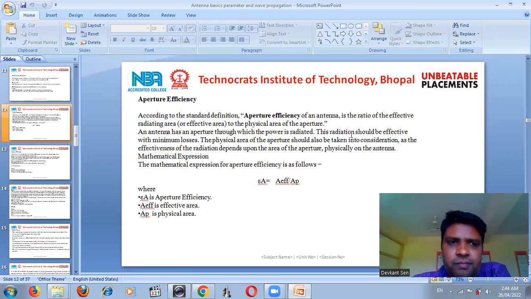The physical area of the aperture should be taken into consideration as the effectiveness of the radiation depends upon the area of aperture physically on the antenna. Mathematically, it is expressed as epsilon A is equal to A effective upon AP. Epsilon A is equal to aperture efficiency. A effective is equal to effective area, AP is equal to physical area. This is the mathematical equation of aperture efficiency.